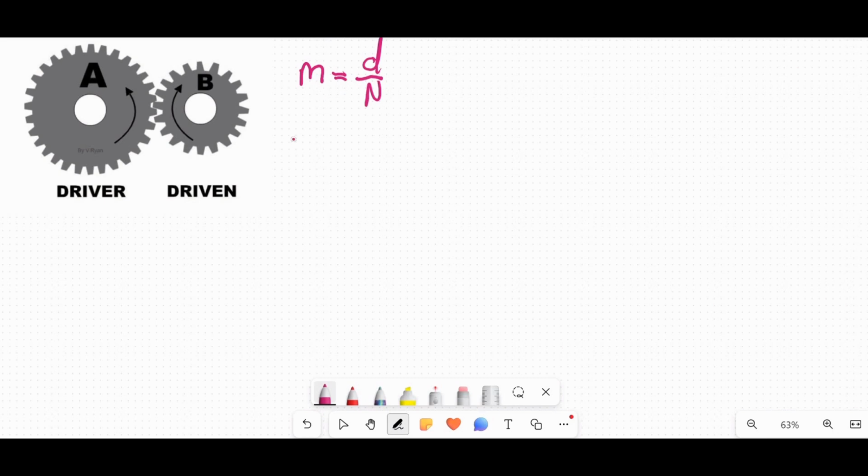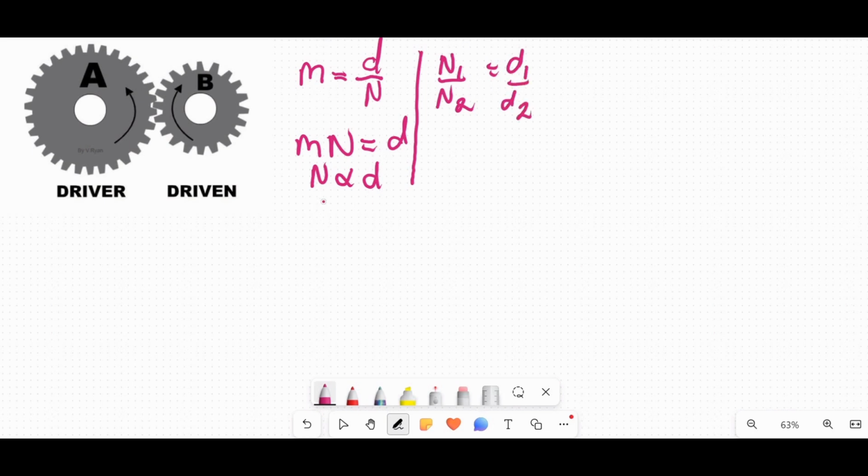Now we're going to multiply both sides by N. We get M times N is equal to the diameter. We go back to our basic math. This means that the number of teeth is directly proportional to the diameter. Mathematically speaking, it means that N1 over N2 is equal to D1 over D2. It means that if things are directly proportional, their ratios are the same, taken in the same order. So diameter is directly proportional to radius, which means this is also equal to R1 over R2.